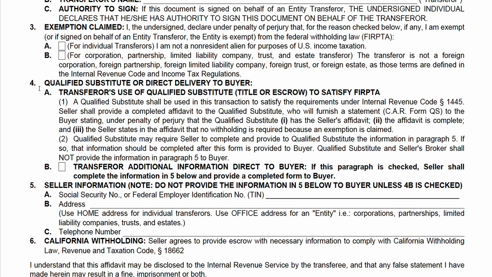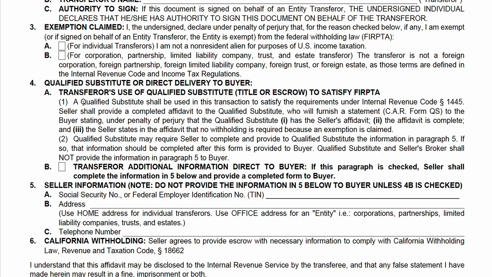So down here, I noticed this already, that the difference between this and the old version of the form is the old version of the form automatically asked the seller to furnish this information, their social, their address, their telephone number. This current version now has default verbiage. It says a qualified substitute is going to handle it. What does that mean? Well, it's basically escrow, because escrow collects their own FIRPTA.